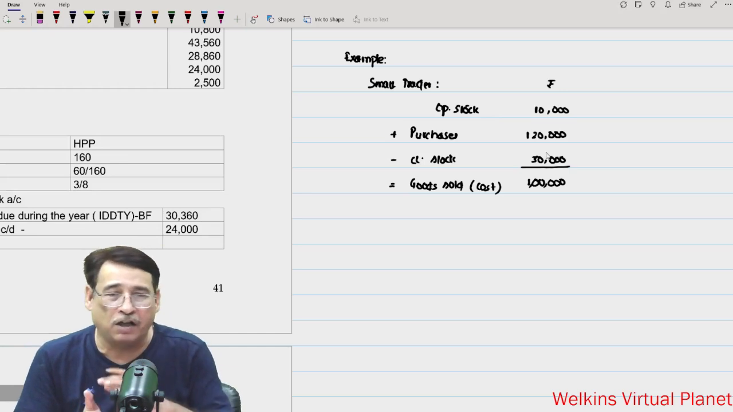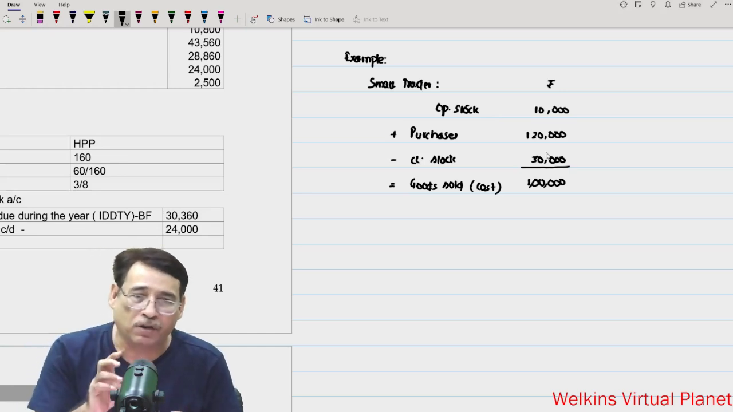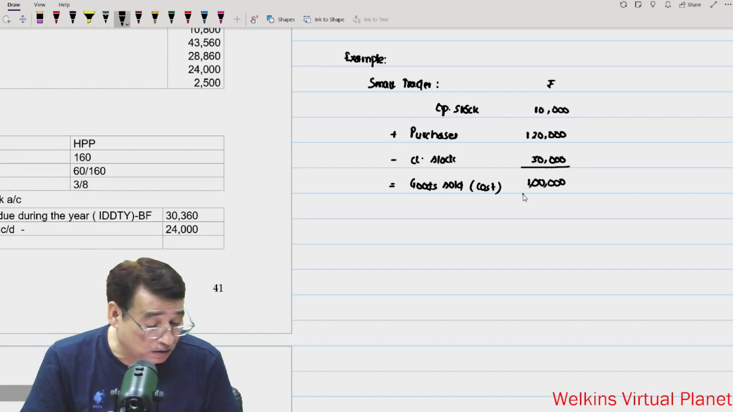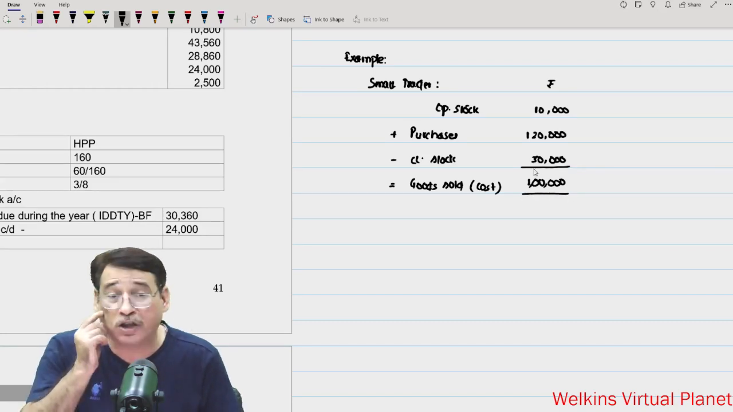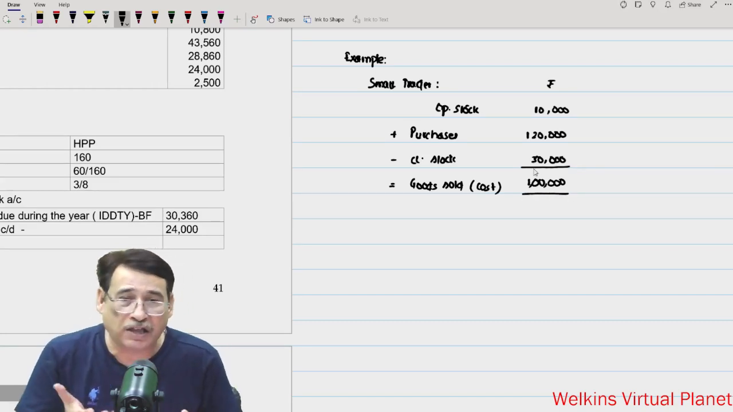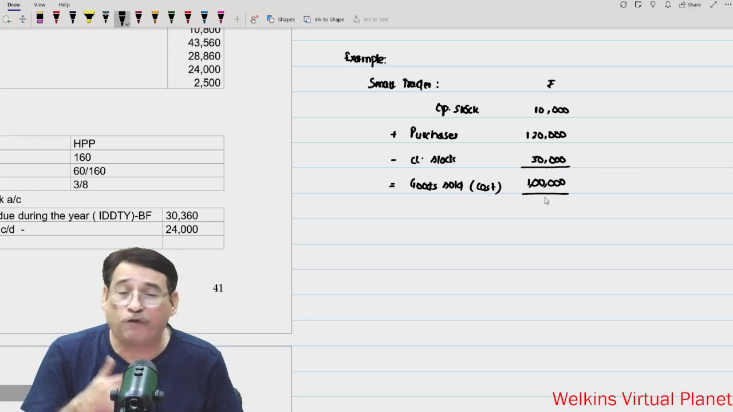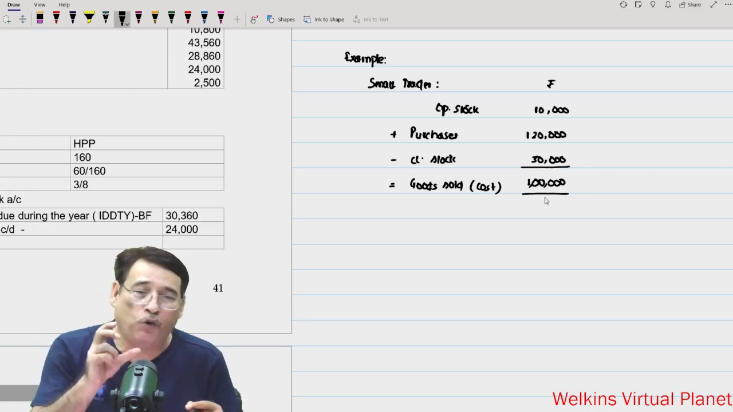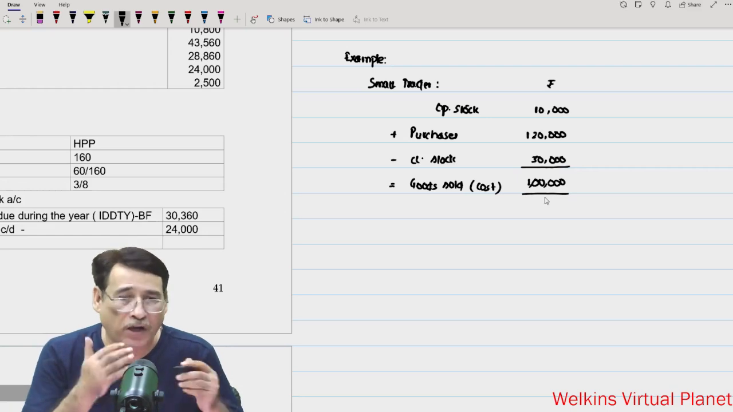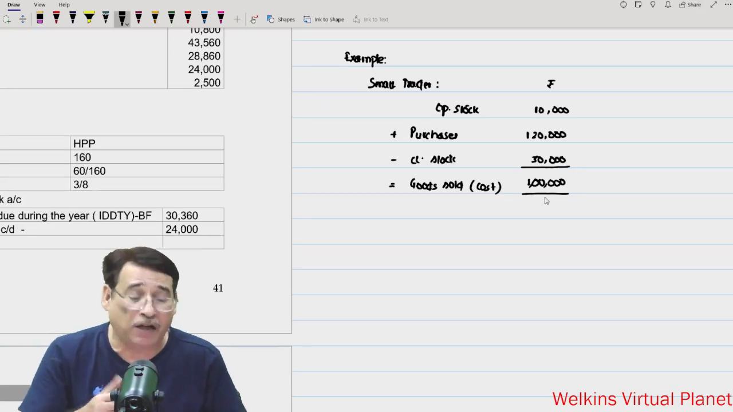That means in the current year, you sold out 1 lakh worth of goods. But these goods, which you have sold out, this is the cost price of the goods sold. Obviously, as a trader, you are not going to sell them for rupees 1 lakh. You have sold out goods costing 1 lakh. Quite obviously, you will sell them at a pretty higher price.